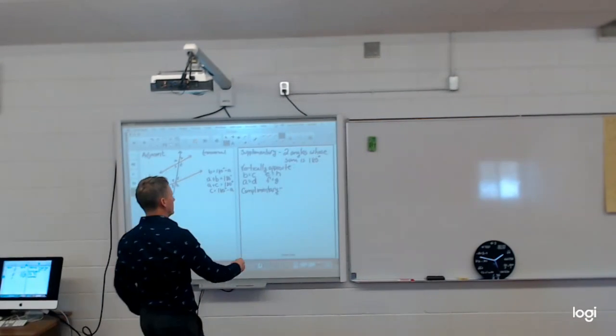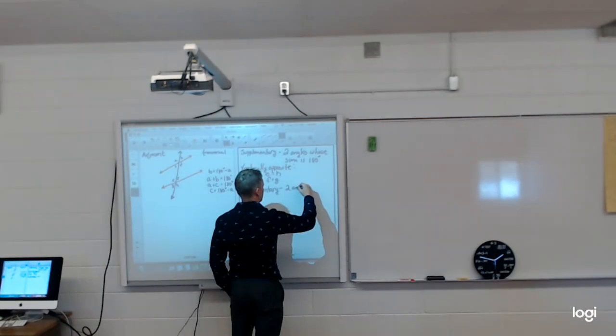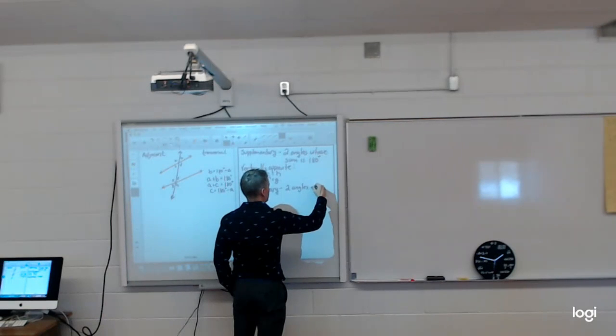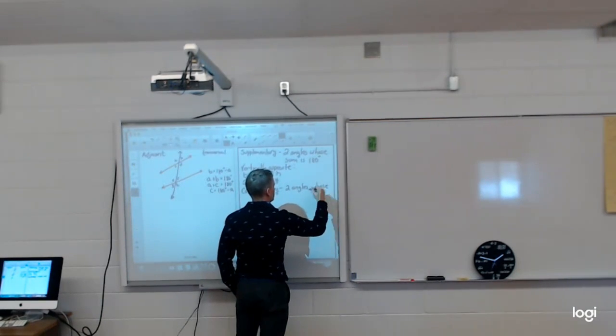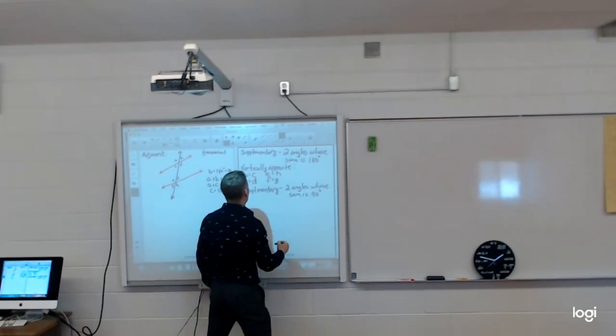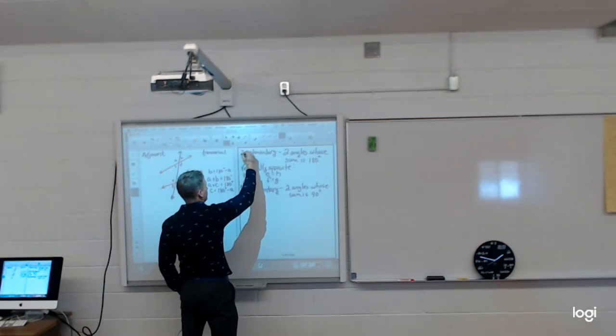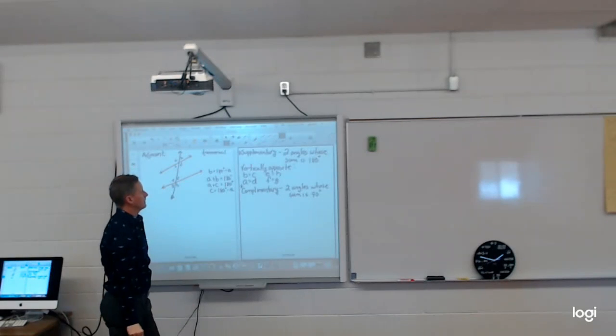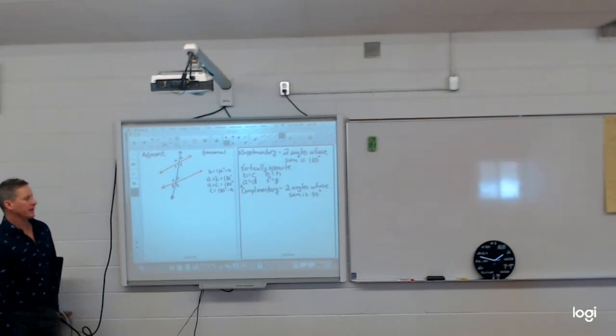are two angles whose sum is 90 degrees. Both of these you need to know for grade 9. Okay? Vertically opposite we need to know in grade 11, not right now. But I'm not done. Let's play around with this.